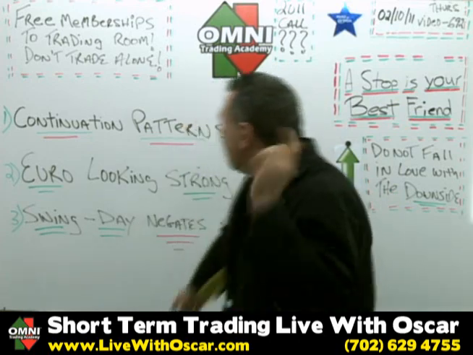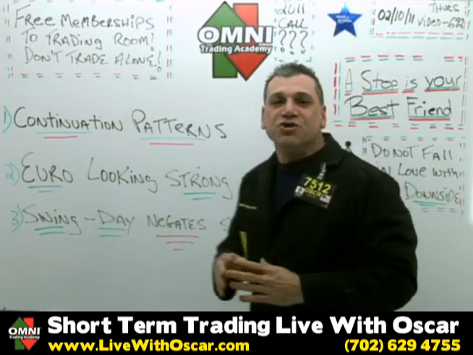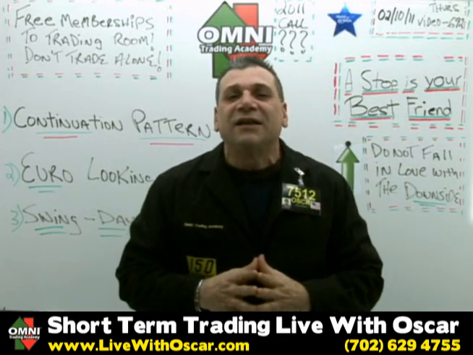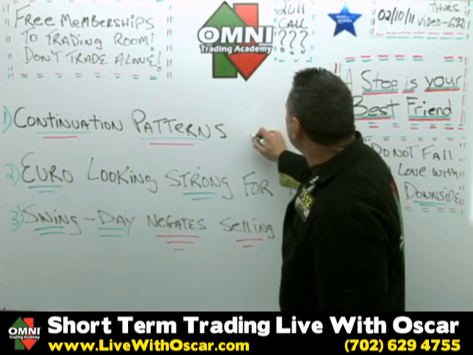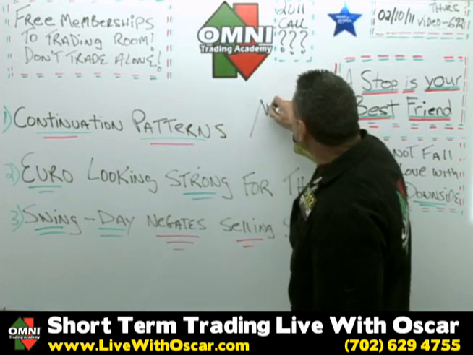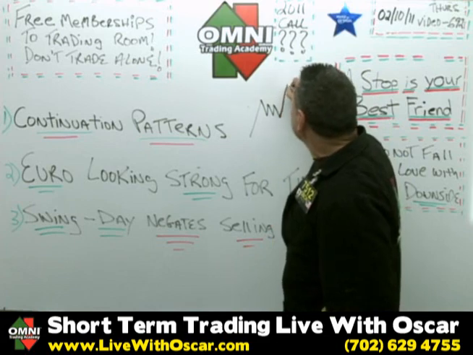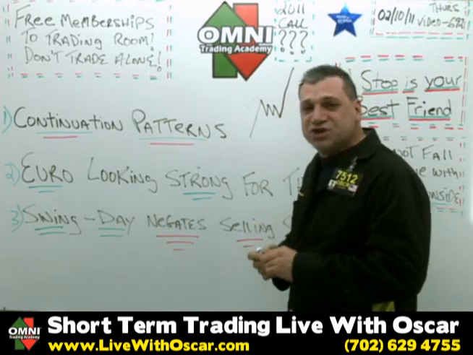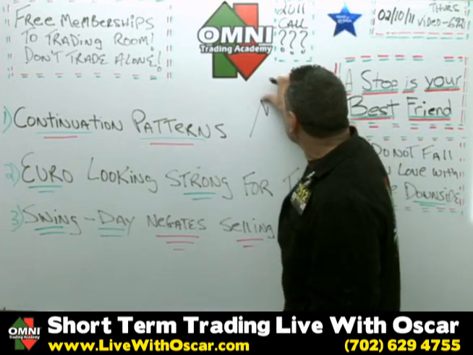All right, so what's on the board? Continuation patterns, traders. What is a continuation pattern? That is a pattern in a market. Let's say you have a bullish market. It does something a little bit odd. It is called a continuation pattern because it continues on in that direction. So we are going to discuss continuation patterns.